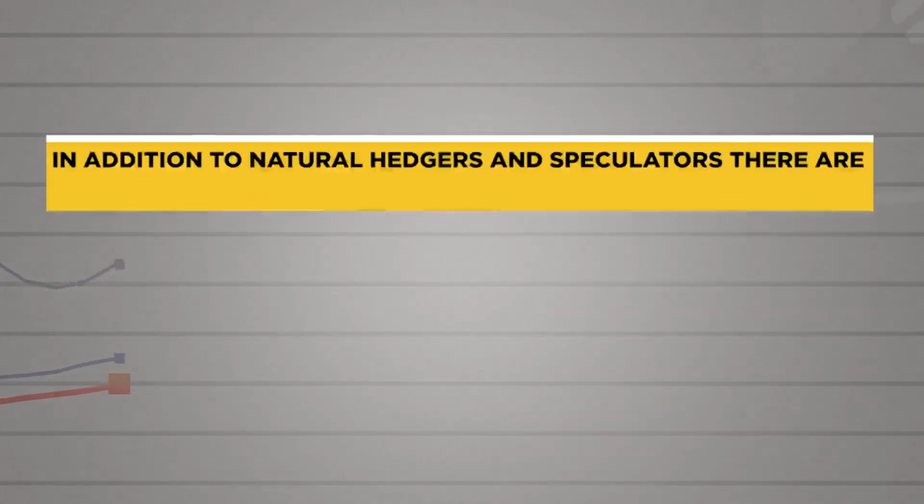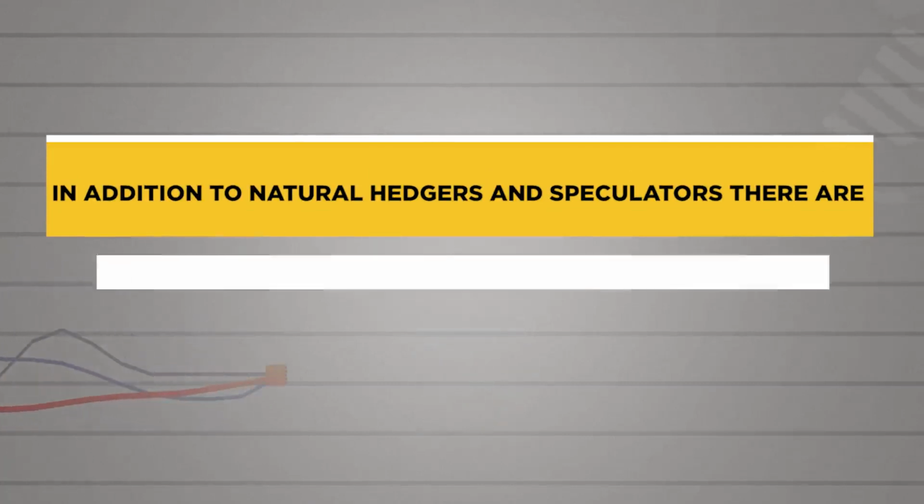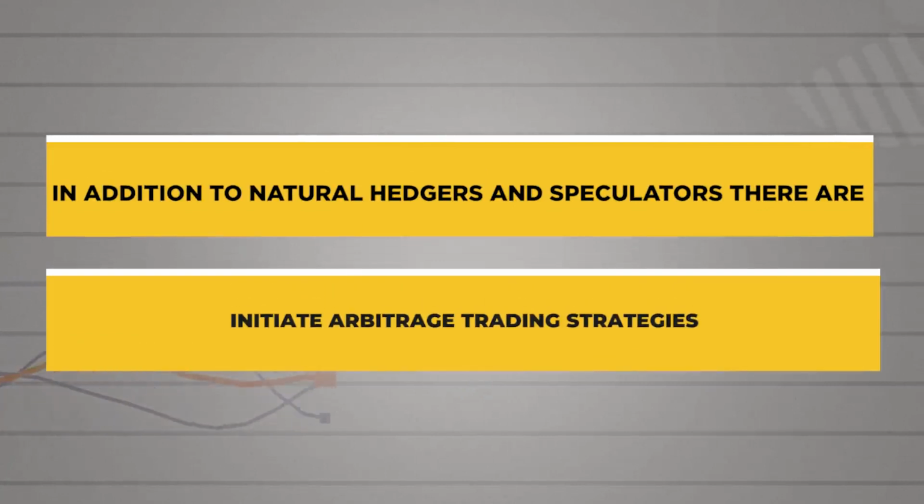In addition to natural hedgers and speculators, there are sophisticated players too, those that believe the spot and futures price are out of sync and will initiate arbitrage trading strategies. But those are stories for another day and available in the deep dives on the pie site.